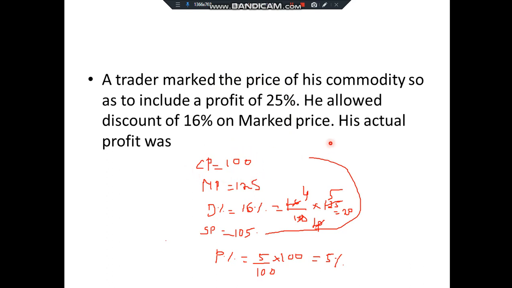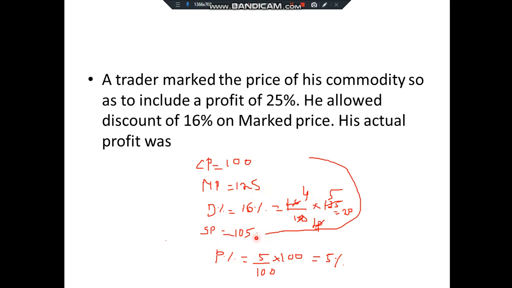Now let us consider the cost price is equal to 100. So your mark price would obviously be 125 because they have given 25% above. He marked the price 125, and the discount they have given is 16% on mark price. So 16%, find it for the mark price. So 16 by 100 into 125, you get the value as 20. So discount is 20 rupees. Now selling price you can find, right? Mark price and discount you can use to find the selling price. So it will be 105. 125 minus 20, which is 105.